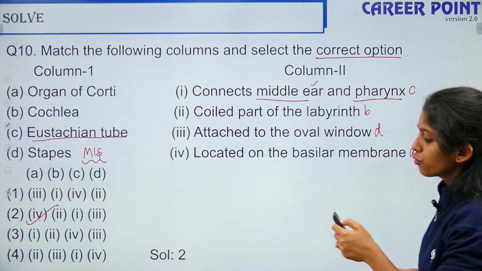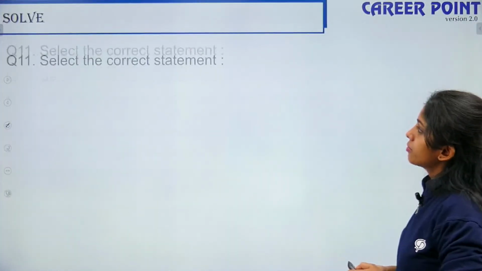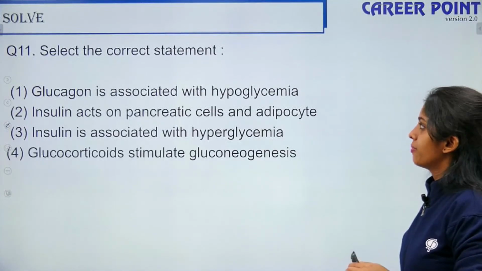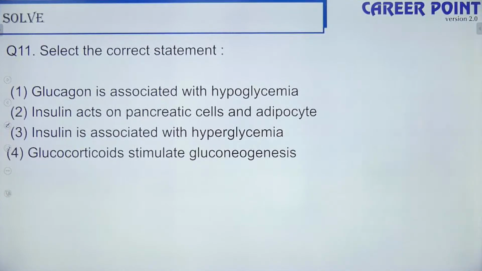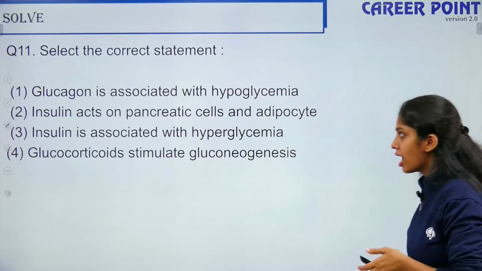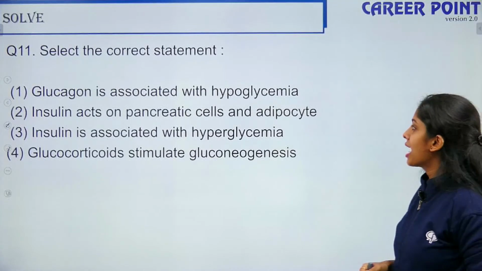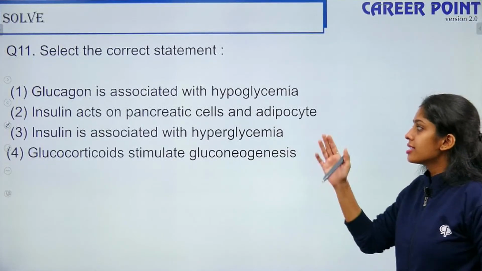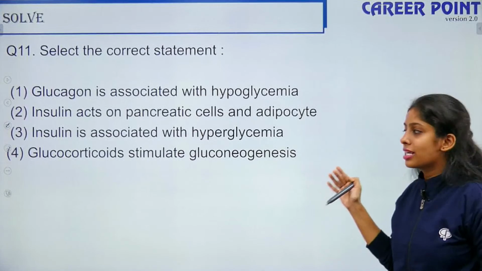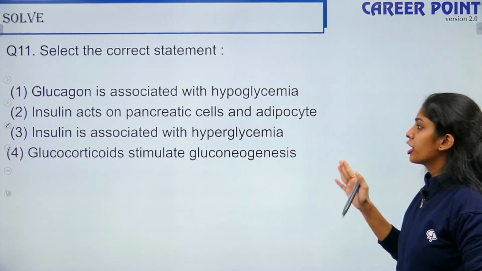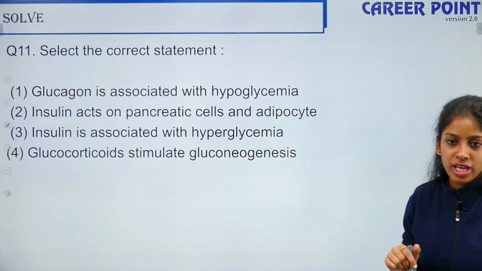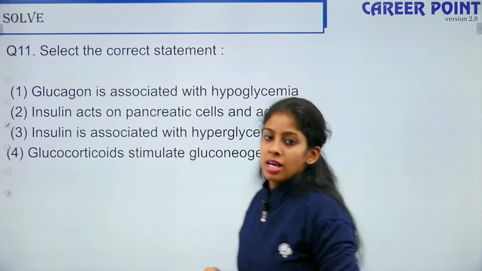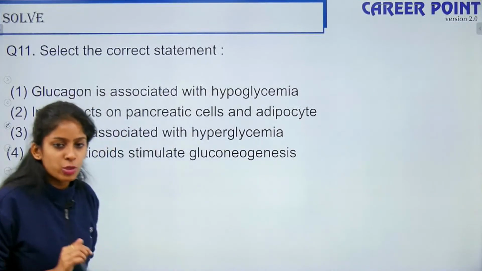Okay, so here I move to question 11. Select the correct statement. Glucagon is associated with hypoglycemia. Insulin acts on pancreatic cells and adipocytes. Insulin is associated with hyperglycemia. Glucocorticoids stimulate gluconeogenesis.